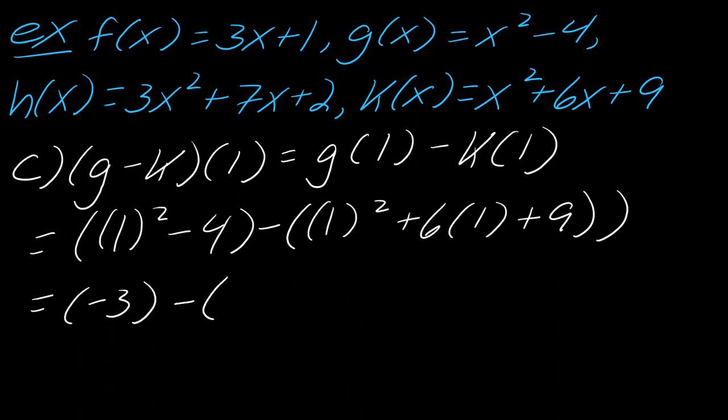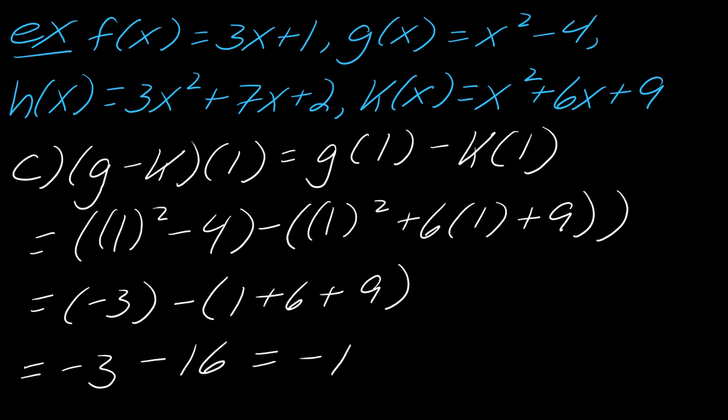And then for this second set of parentheses, this becomes 1 plus 6 plus 9, right? 1 plus 6 plus 9. So this all simplifies to negative 3 minus 16, which equals negative 19. So in this case, I just plugged the numbers in and then kept going from there. So this is another way that you can approach a problem like this.